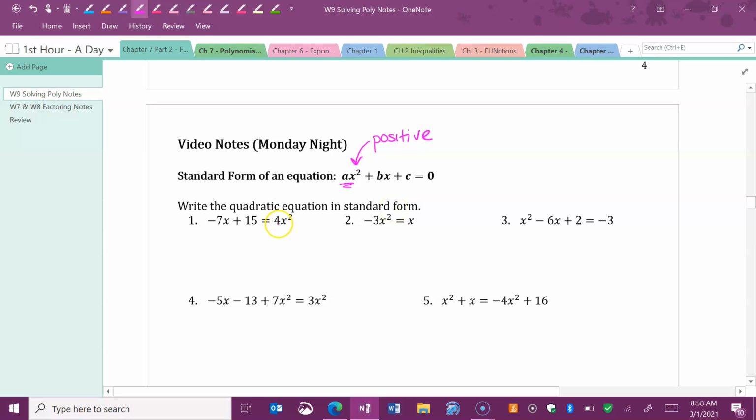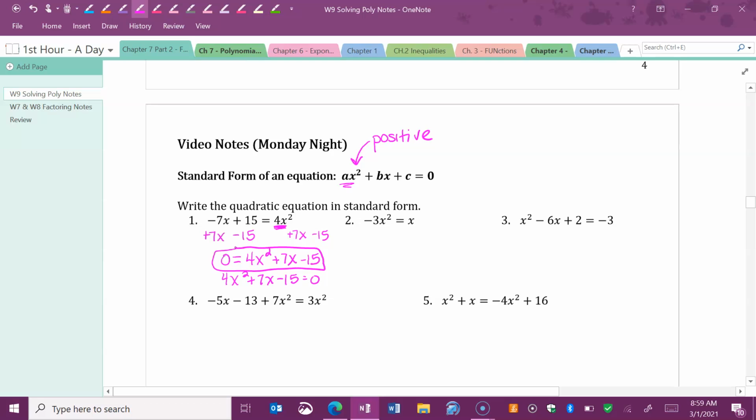So I want this 4x squared term, and I have no other x squared term, so I'm going to leave it over here, and I'm going to move this 7x and this 15. So I would add 7x to this side and subtract 15 to this side. Basically all I'm doing is picking it up and plopping it over on the other side of the equal sign. And when I do that, remember they're going to change signs. So this becomes plus 7x minus 15. It doesn't matter if I write the 0 after the equation or before the equation. Those are the same thing, but that is standard form.